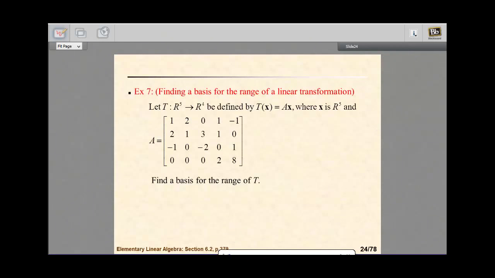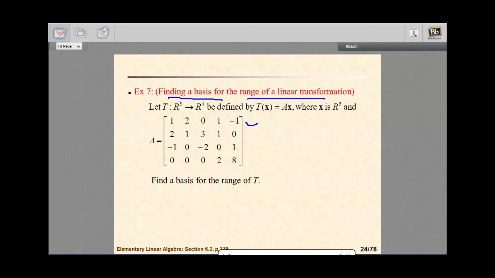So find the basis for the range of a linear transformation. If you remember, we learned the basis in week 5 or week 6, how we can find the basis. So I will give you a little bit of an idea. When we find the basis, we convert the matrix into the row echelon form. After row echelon form, wherever the pivot element, the first element, that is called the basis.